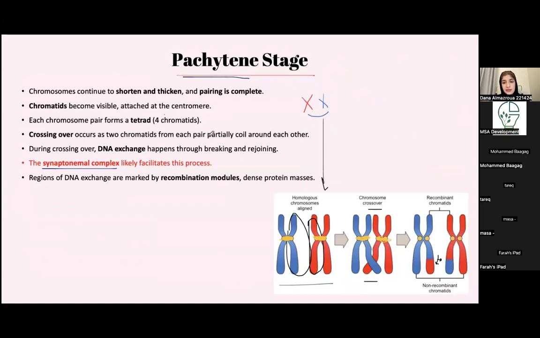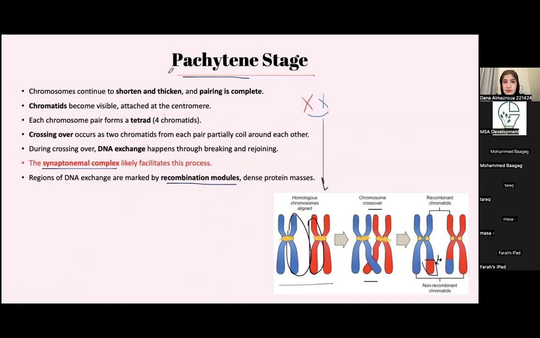But generally speaking, if it's just other than foundation, any other exam, they would probably ask you that crossing over happens in prophase 1. Okay. Now, see these regions where DNA has been exchanged after the crossing over? They're marked by proteins that are called recombination nodules. So this is just a named protein that is present near the areas of crossing over, or the regions of DNA exchange.